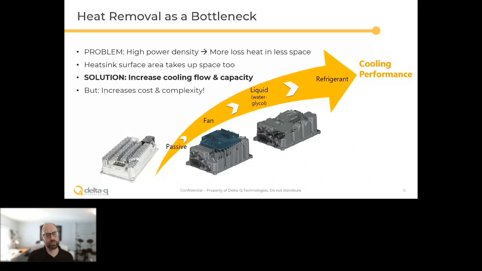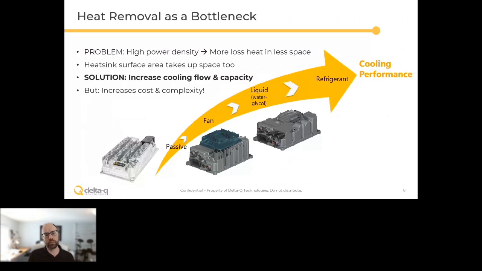First moving from passive air cooling to fan cooling, then to liquid cooling where there's more heat capacity in the medium. And finally, probably not needed for onboard battery chargers, but maybe for high performance motors and batteries, you can get into making use of active cooling with a refrigerant cycle.